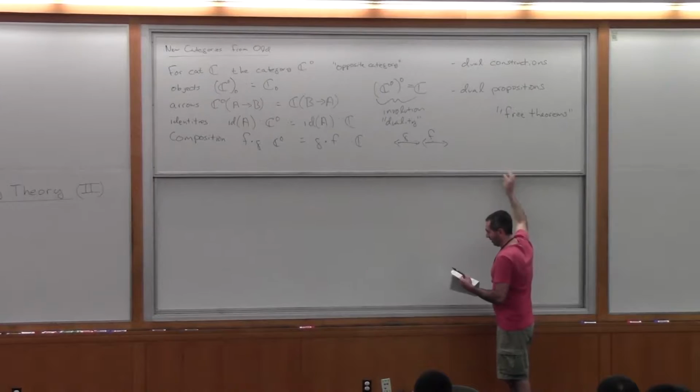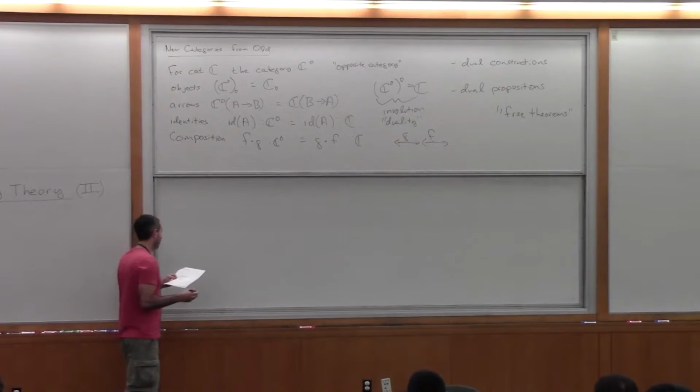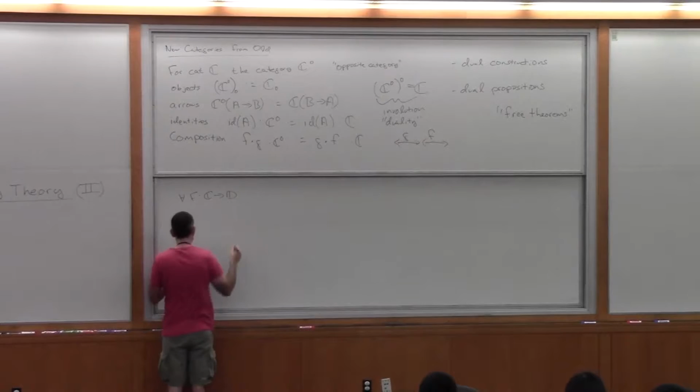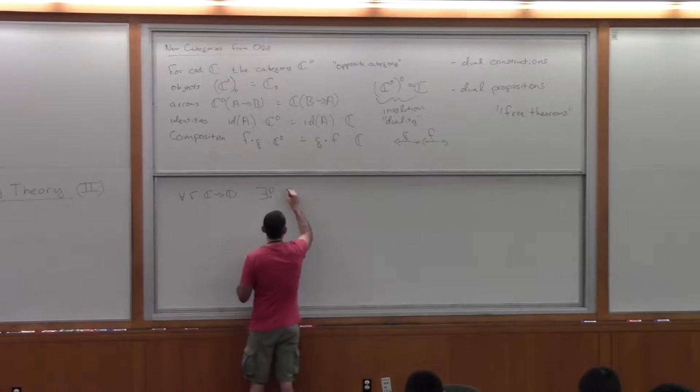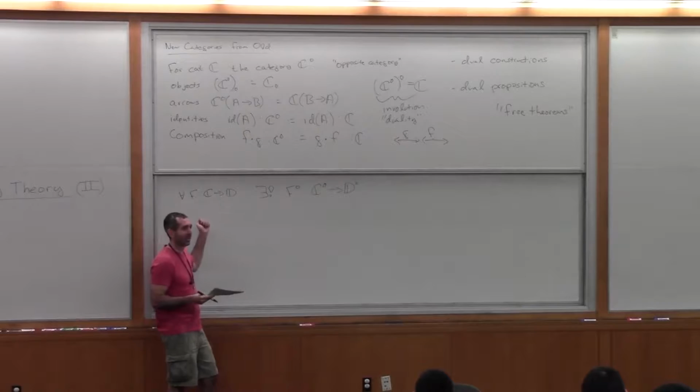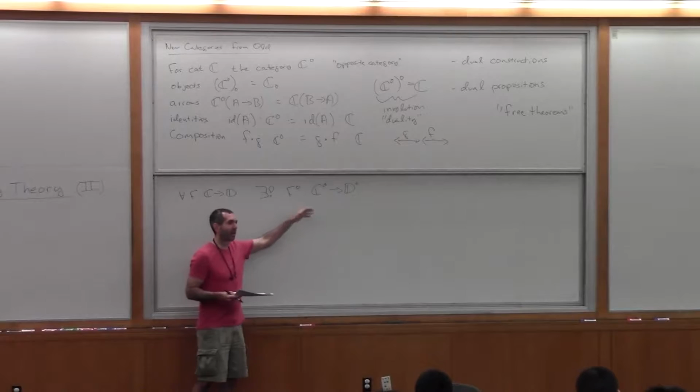Okay, so let's look at how this opposite duality interacts with functors. Okay, so for any functor from a category C to a category D, we have, in fact uniquely, what's called an opposite functor, and it goes from the category C op to the category D op. Okay, so notice it does not go from the category D to the category C. It's not going in the other direction. It's going in the same direction, but between the opposites of the categories on its boundary.